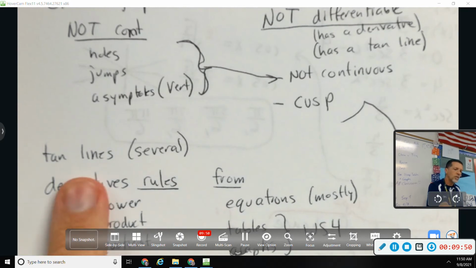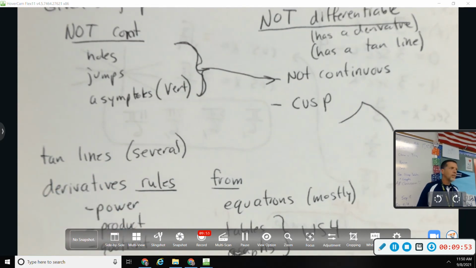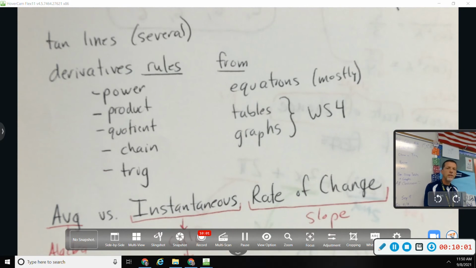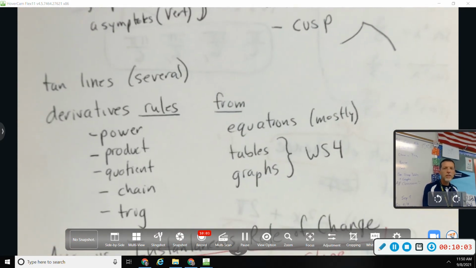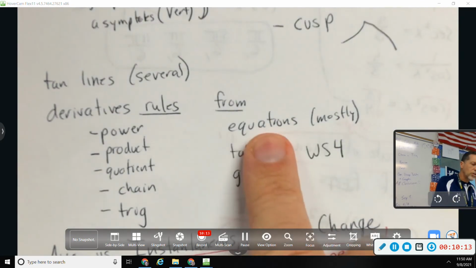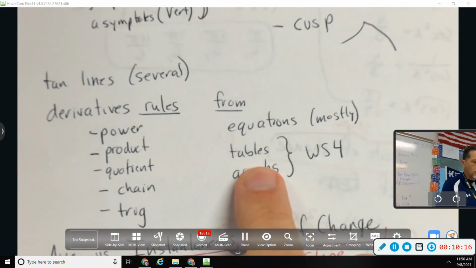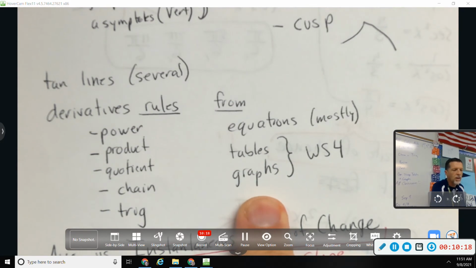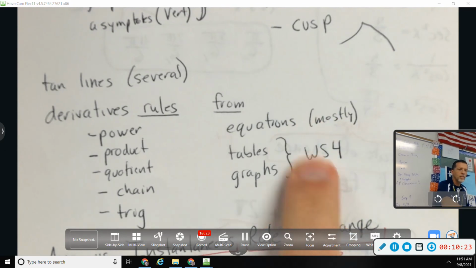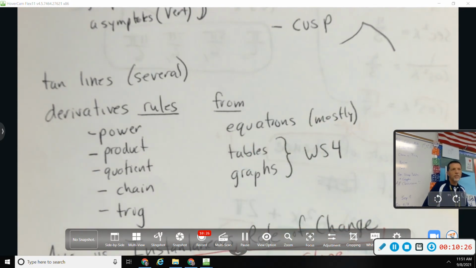Several questions on find the equation of a tangent line, which is just another way of asking you to find a derivative. There's the rules that we know: power rule, product rule, quotient rule, chain rule, and trig rules. And we'll be given equations, mostly equations. I don't know that there's any graphs on there. There's definitely tables. We didn't do worksheet 4. That's why there's not that much stuff on there from tables and graphs.